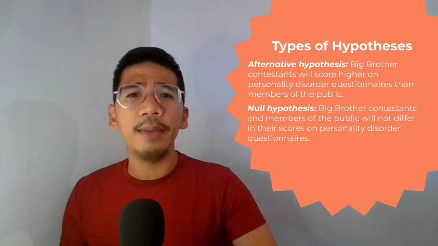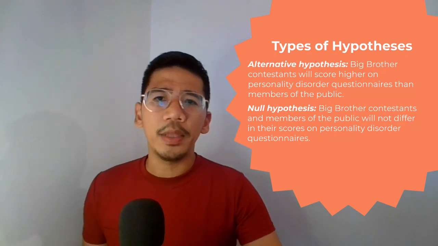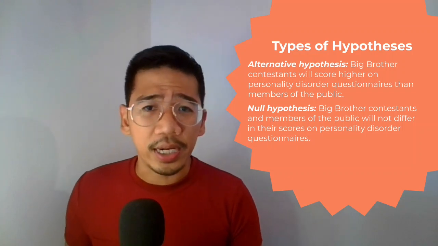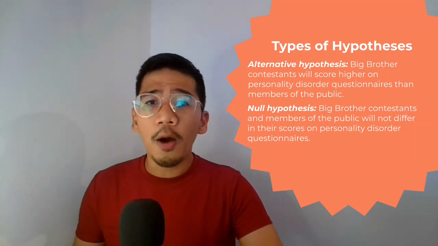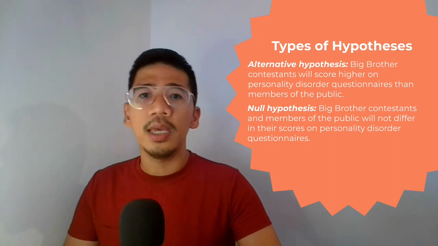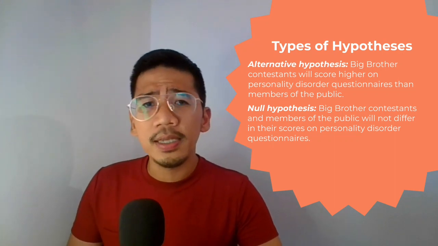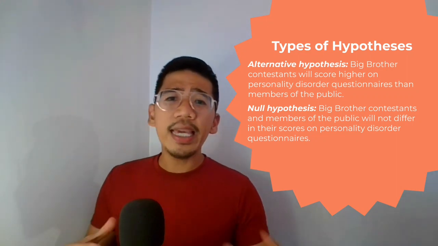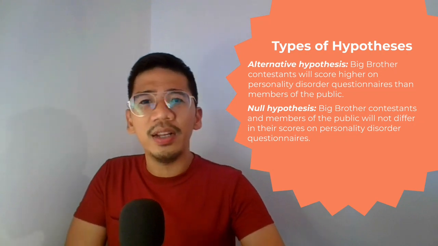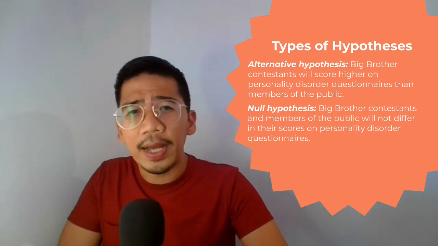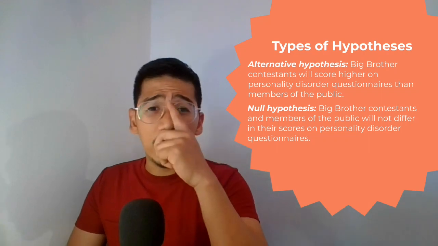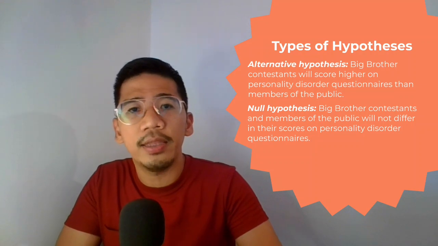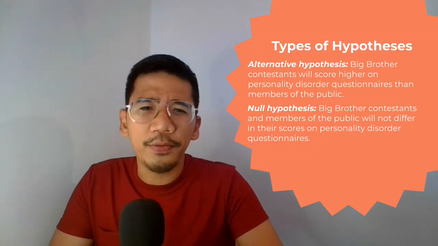There is another type of hypothesis, though, and this is called the null hypothesis and is denoted by H0. This hypothesis is the opposite of the alternative hypothesis, and so would usually state that an effect is absent. Taking our Pinoy Big Brother example earlier, we might generate the following hypothesis. For the alternative hypothesis: Big Brother contestants will score higher on personality disorder questionnaires than members of the public.